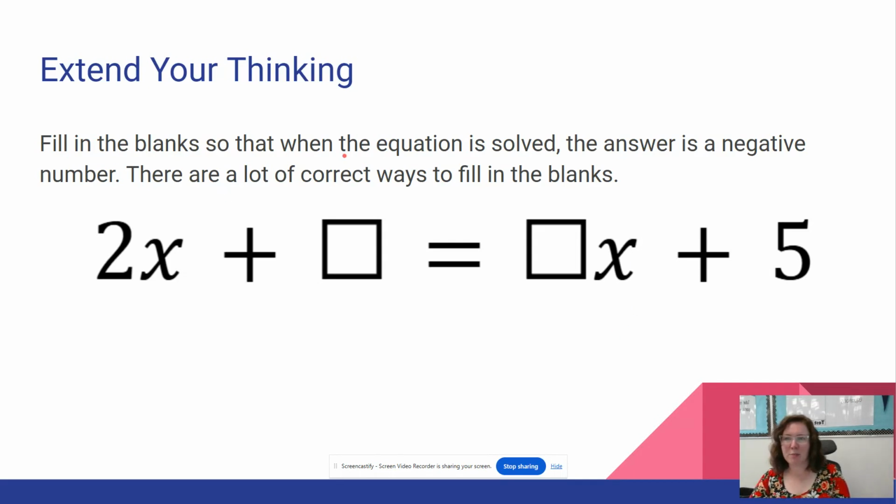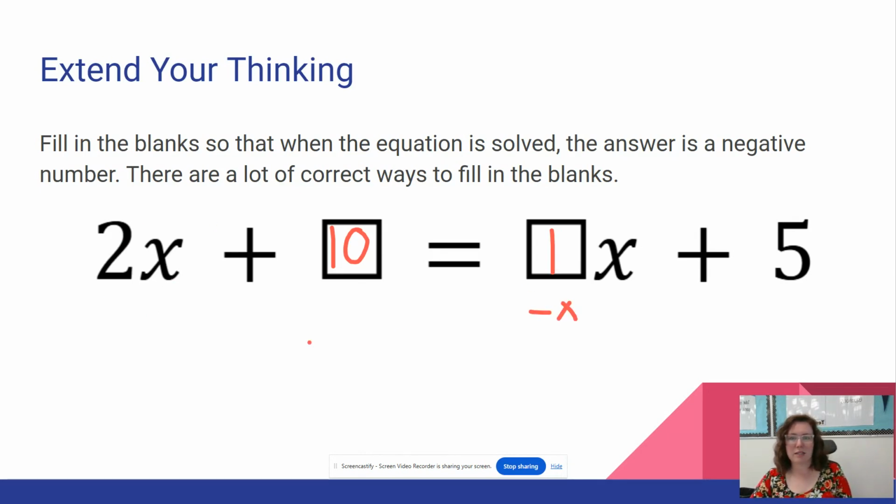Okay, fill in the blanks so that when the equation is solved, the answer is a negative number. There are a lot of correct ways to fill in the blanks. Okay, so let me just experiment with what if we put in the number 10? What we're really trying to decide is, is this going to be bigger than 2 or smaller than 2? Well, if we want it to be negative, then we need to do minus 10, so 10 moves over here, which means this has to be small. Let's try it. I just knew it had to be smaller than 2, that's all.